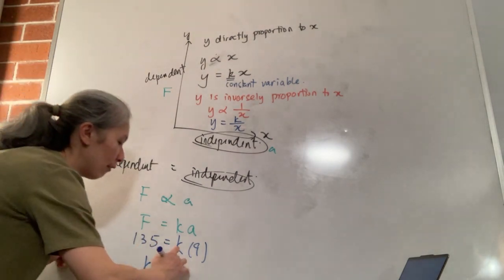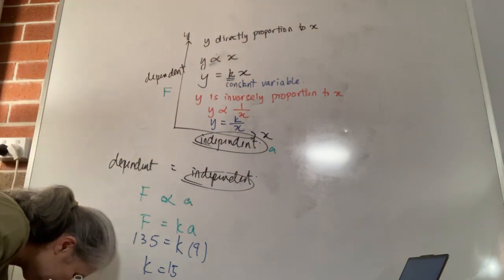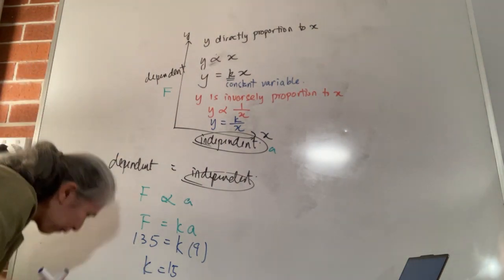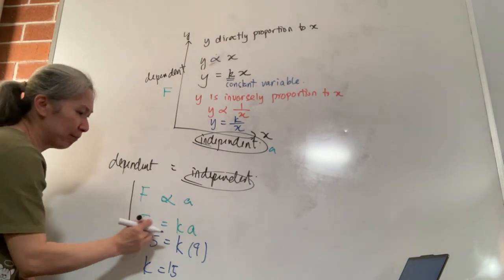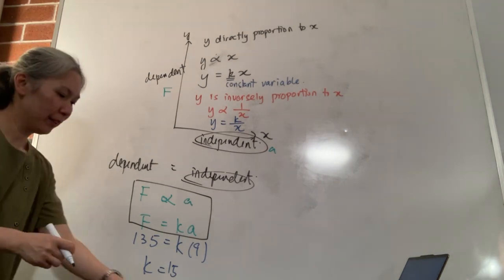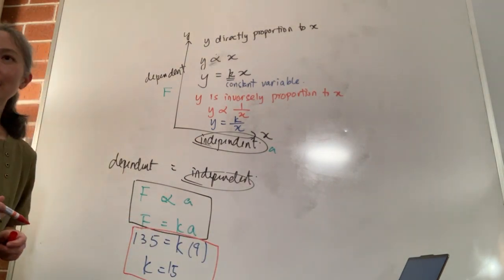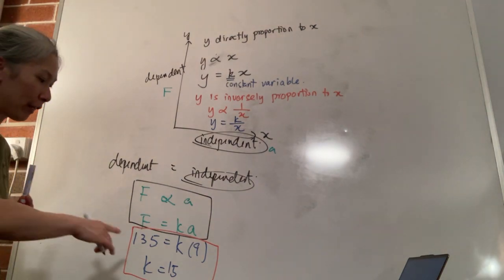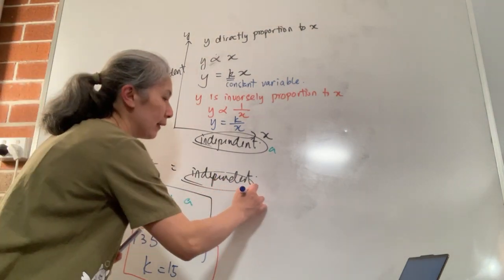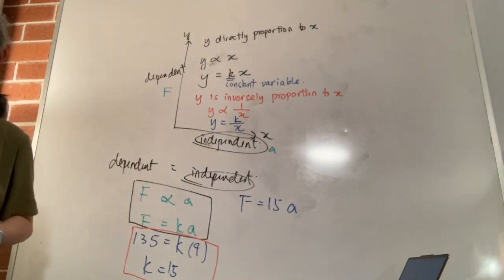50. 15. Right, so far what we have. Okay, this is our step 1. Always write out. Step 2 is always sub in the number, find out the K. Step 3, rewrite your equations, replace the K. That is your step 3.